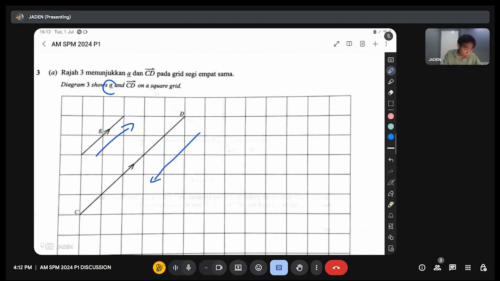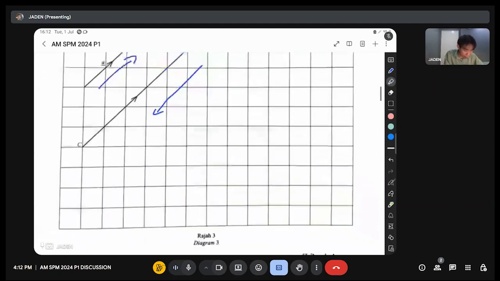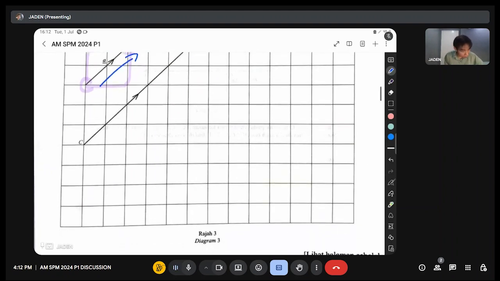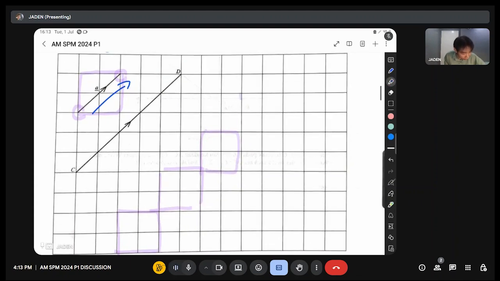And how do you draw 4A here? 4A means you have 4 times the A vector. So your A itself is the square grid connecting edge to edge. This is a single A, but you have 4. So let's try to draw 4A first. Don't worry about the negative sign. You draw the 4A first. Okay, now we can focus here. We draw the square grid. 1, 2, 3, and 4.